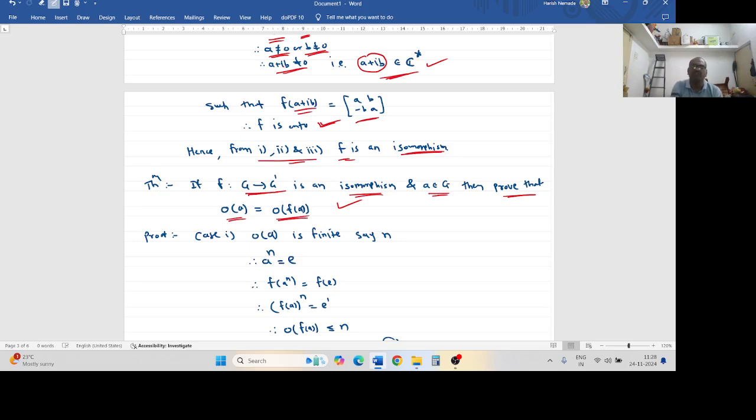Now we take two cases: order of A is finite, order of A is infinite. So let order of A is finite, say n. So since order of element A is finite, by definition n is the smallest positive integer such that a raised to n is equal to identity.